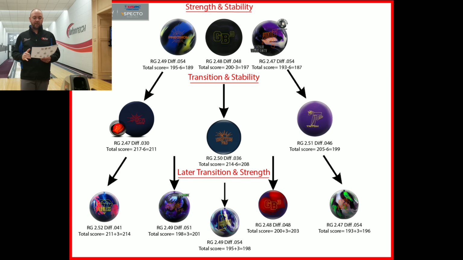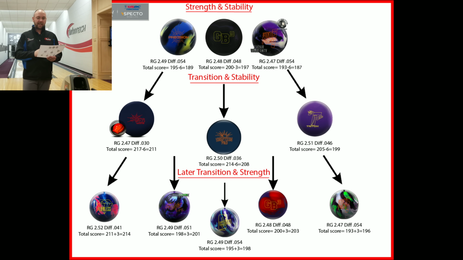And then when we get into the later transition, we're going to pick 3 of these. So we've got the Statement Pearl. It's 193. We need to add 3 because it's pearl, so it's 196. GB3, 200. Add 3, it's 203. Choice Pearl, 195, add 3, it's 198.